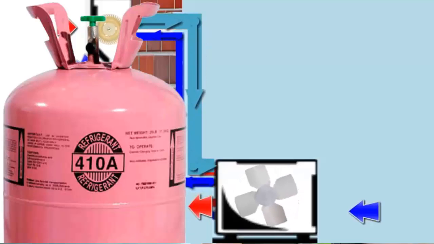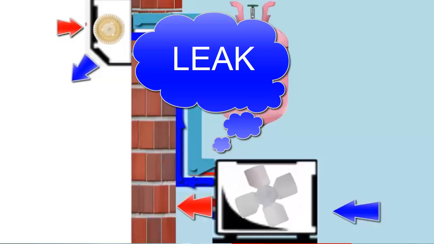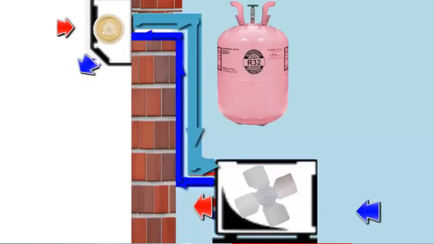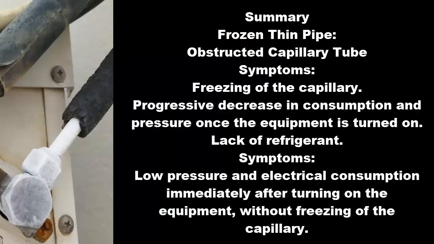8. The lack of refrigerant causes an immediate pressure loss once the equipment is turned on. Remember that the normal working pressure of R32 and R410A, with the equipment on, is above 120 pounds per square inch.